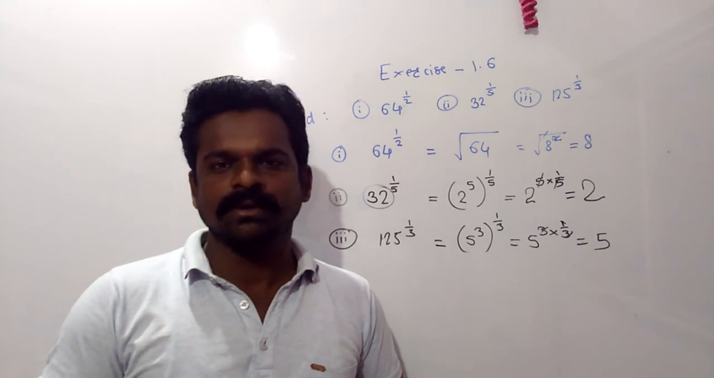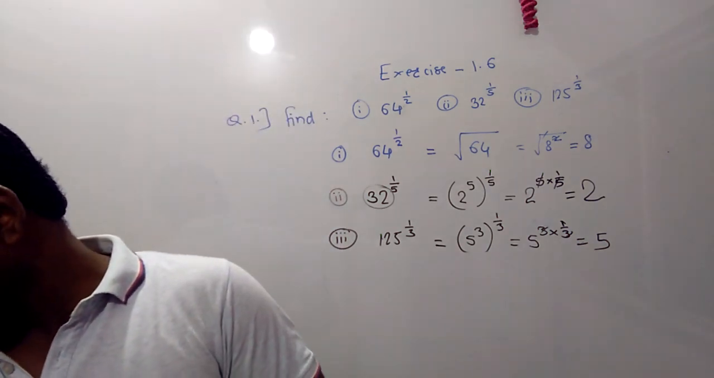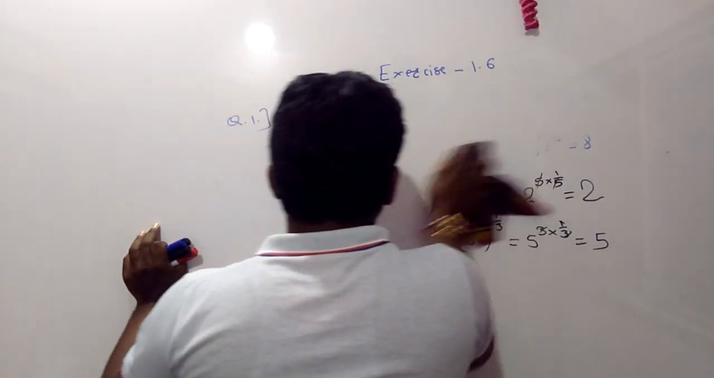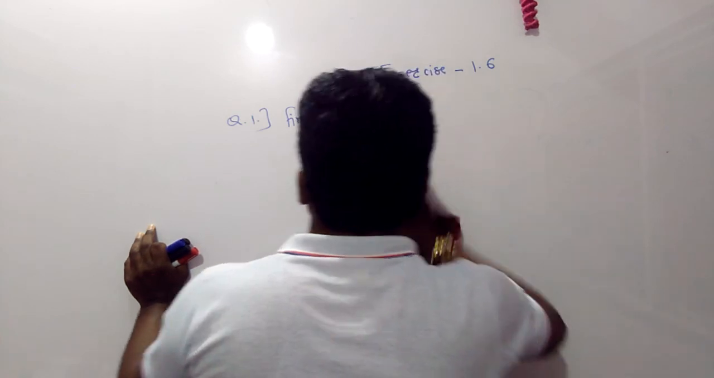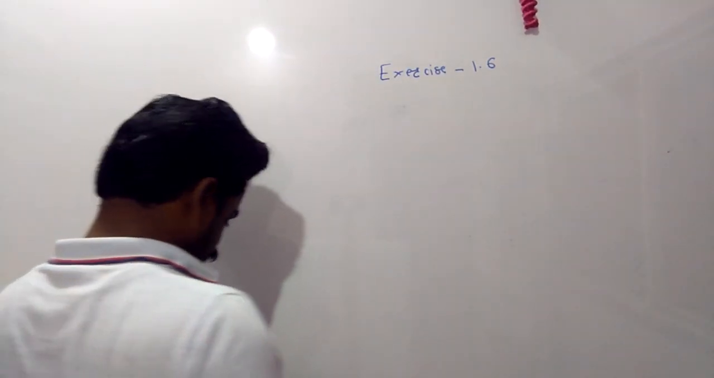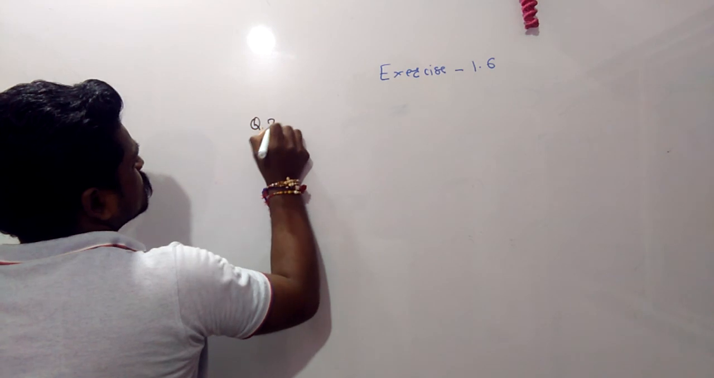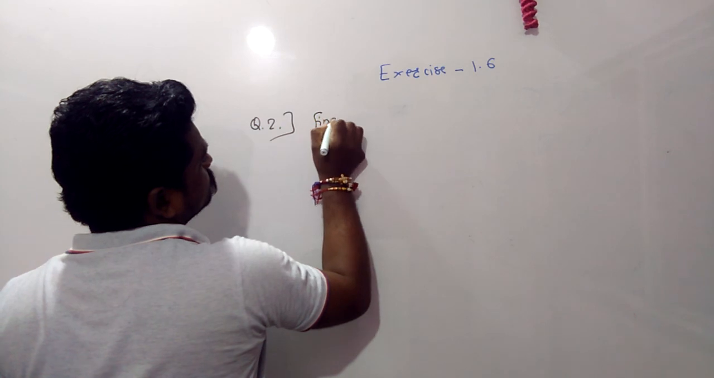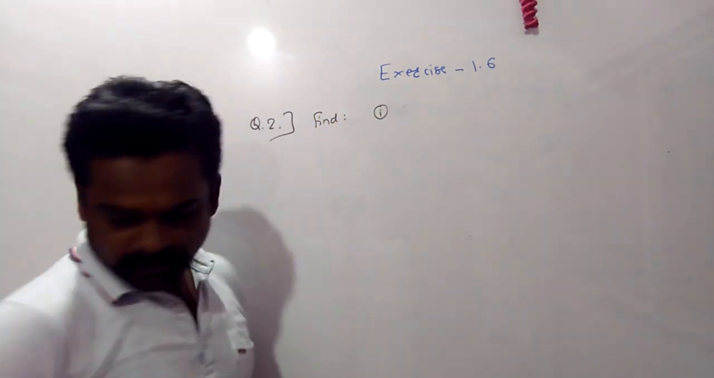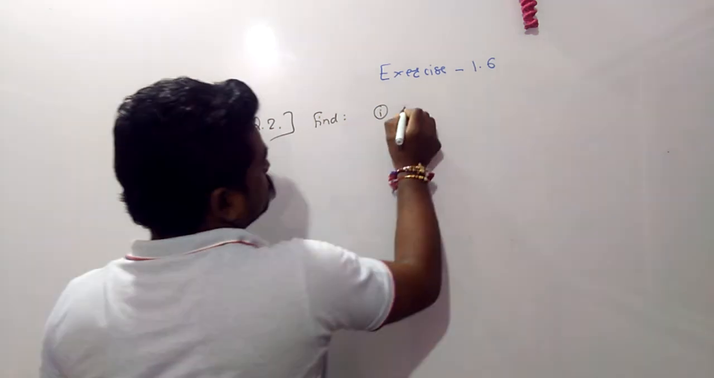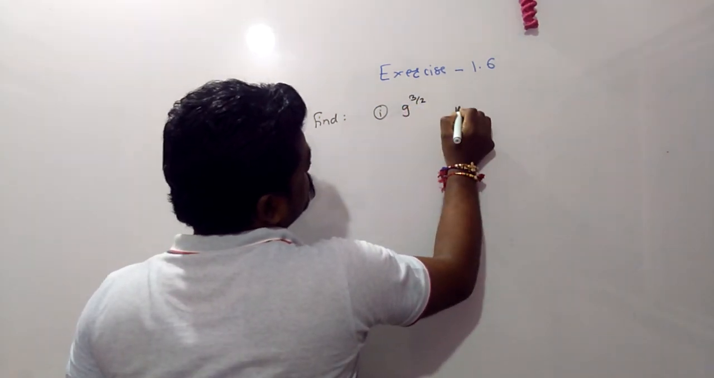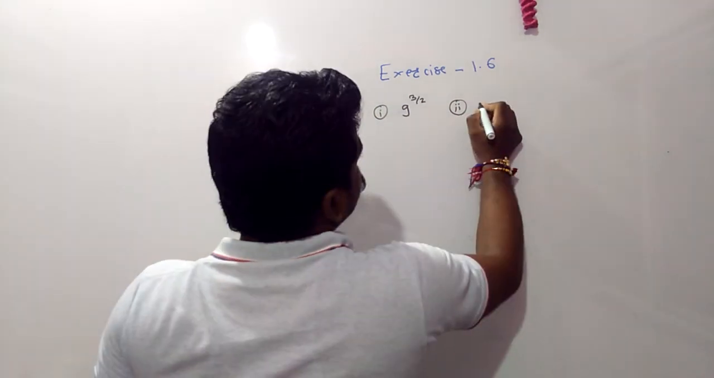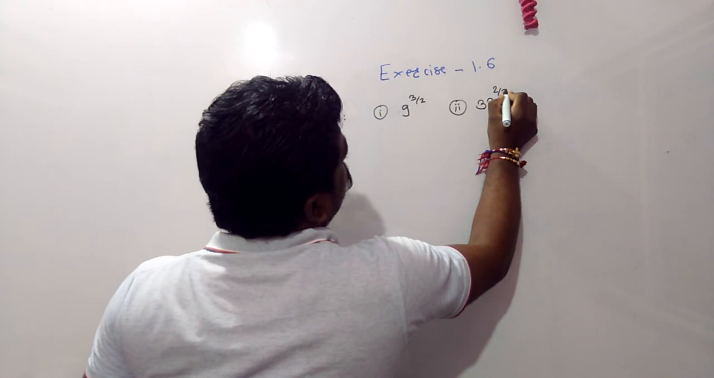Now let's move towards question number 2. Now see, this is very important. Again the question is the same: find. What do we need to find out? First one, 9 raised to 3 by 2. Second one, 32 raised to 2 by 5.